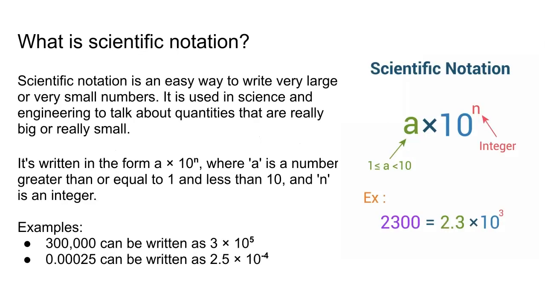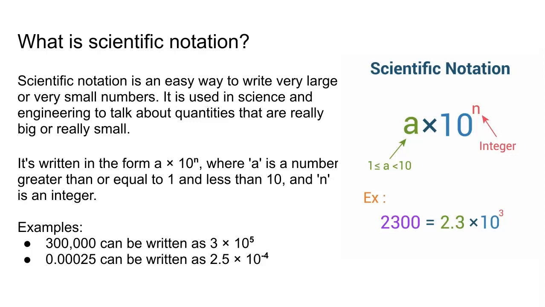In this lesson, you'll learn how to solve problems with scientific notation. So let's get started. So what is scientific notation? Scientific notation is an easy way to write very large or very small numbers. It's used in science and engineering to talk about quantities that are really big or really small.